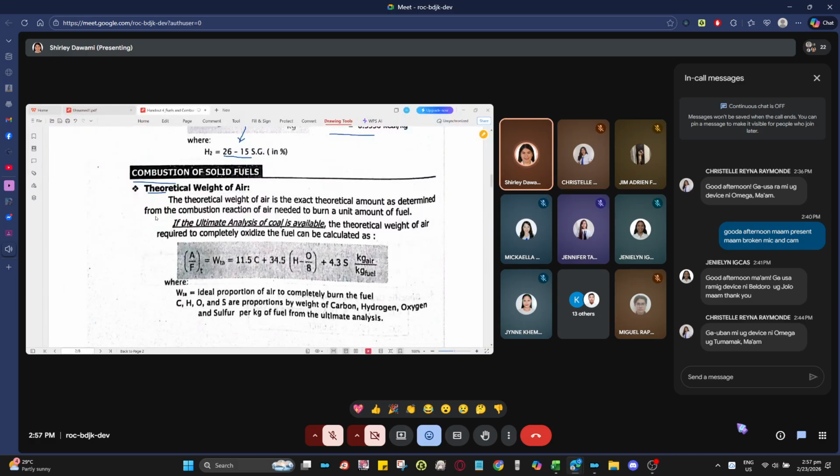So, Mr. Felicita or Mr. Aheno, nag-compute ba mo sa inyong weight of air dito sa inyong thesis?